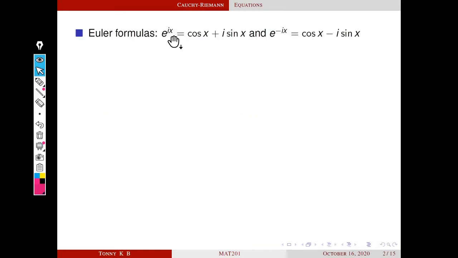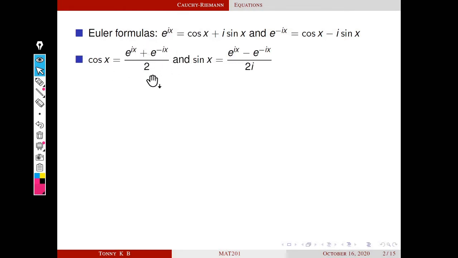We know that e raised to ix is equal to cos x plus i sin x, and this is called Euler's formula, and e raised to minus ix equal to cos x minus i sin x. Okay, we can write cos x and sin x in terms of e raised to ix and e raised to minus ix using these two equations. So cos x is like this, e raised to ix plus e raised to minus ix by 2, and sin x is e raised to ix minus e raised to minus ix by 2i.